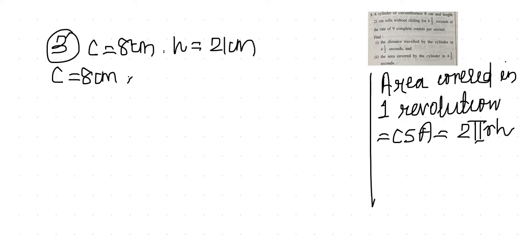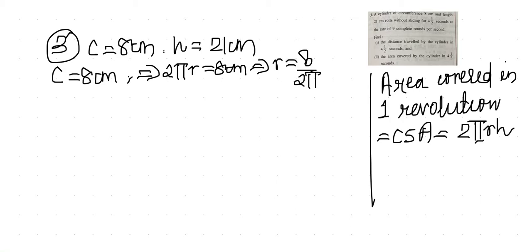So the circumference implies that 2 pi r is equal to 8 centimeter. This further implies that r will be equal to 8 upon 2 pi, which in turn is equal to 4 pi. Write down 4 into pi. So how much is this coming out to be, children? Actually, this is not 4 into pi, this is 4 divided by pi.